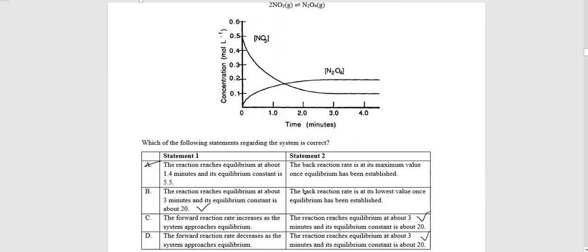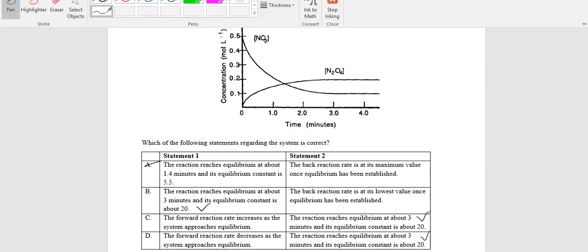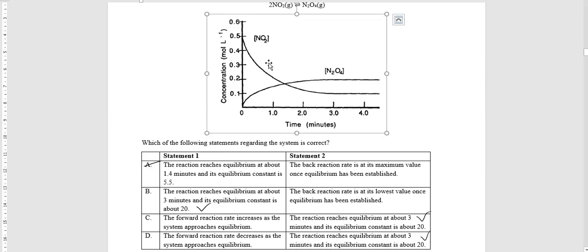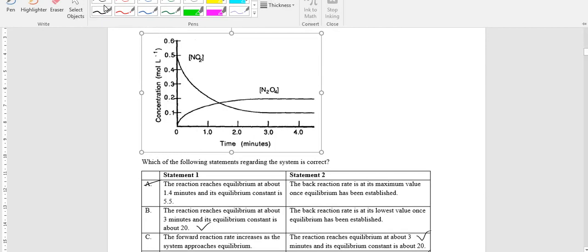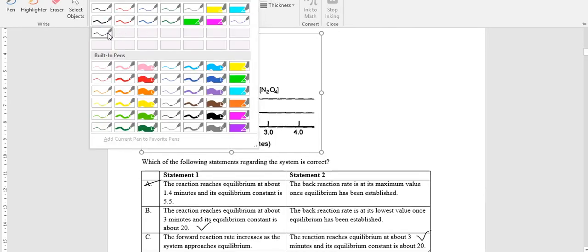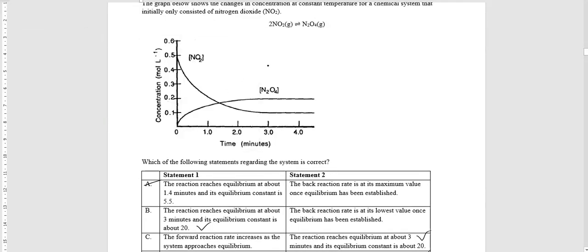So we look at B. The back reaction rate is at its lowest value once equilibrium has been established, and then you do have some other statements regarding the rate of the forward reaction. So I think a good thing to do in this question, just so that we can quickly revise rate and time graphs, is I'm just going to try to draw it. It's going to be pretty bad because it is quite hard to draw on this. I'm going to try to do a quick sketch.